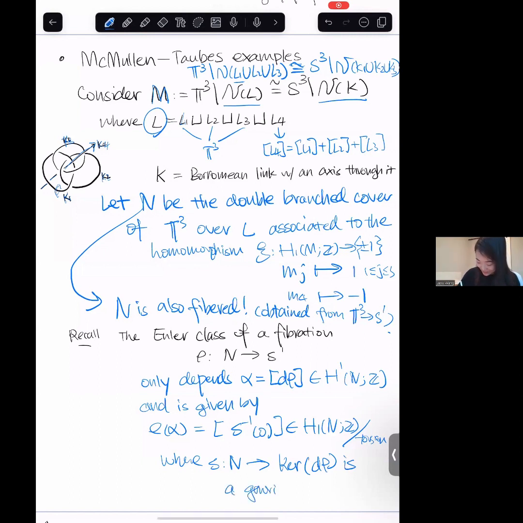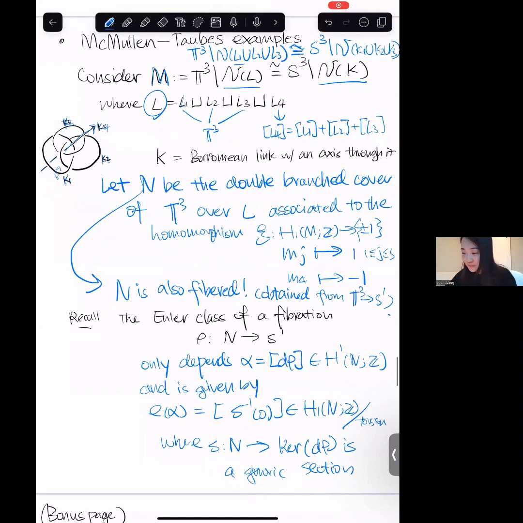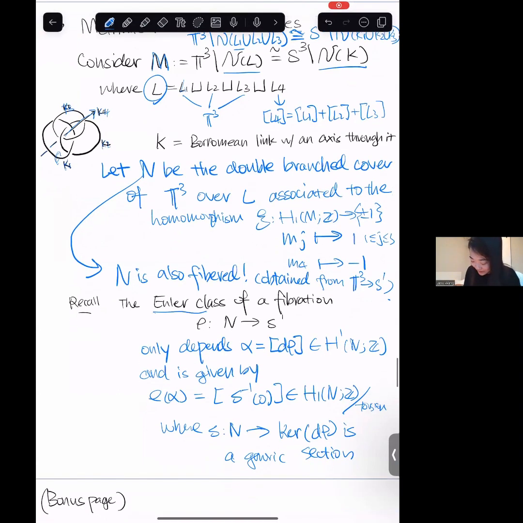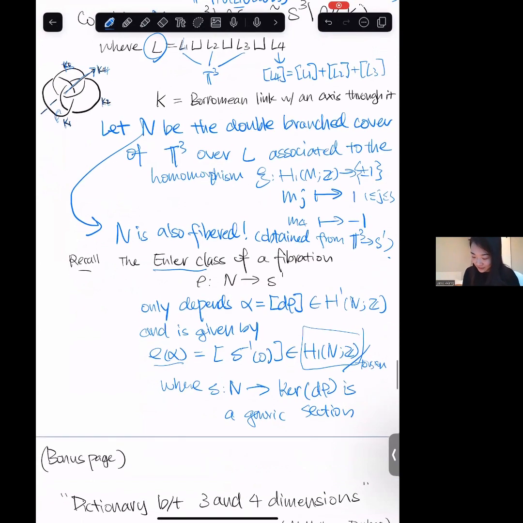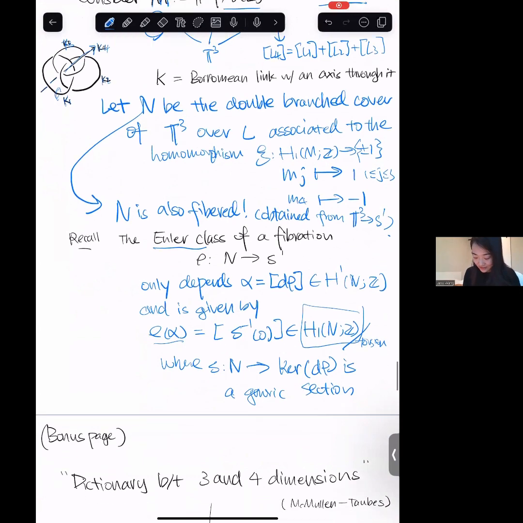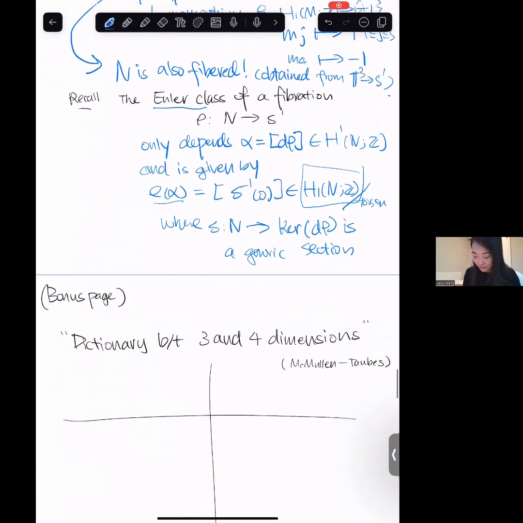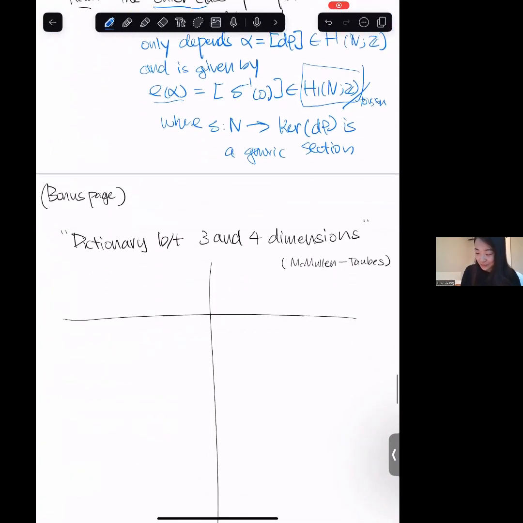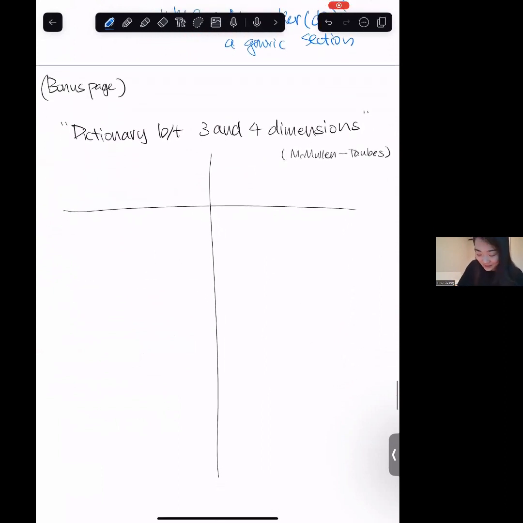I said multiple times there's a generic section, meaning it transfers to the zero section. Sorry, it may look a little weird because the Euler class here is defined to be in the first homology class, but for the usual definition, you just take its Poincaré dual. And now there's this very interesting dictionary between 3 and 4 dimensions given in McMullen-Taubes' paper. So I'll copy it here for your reference.